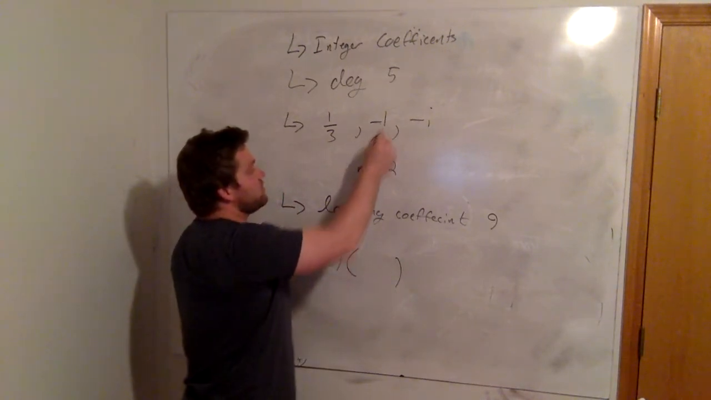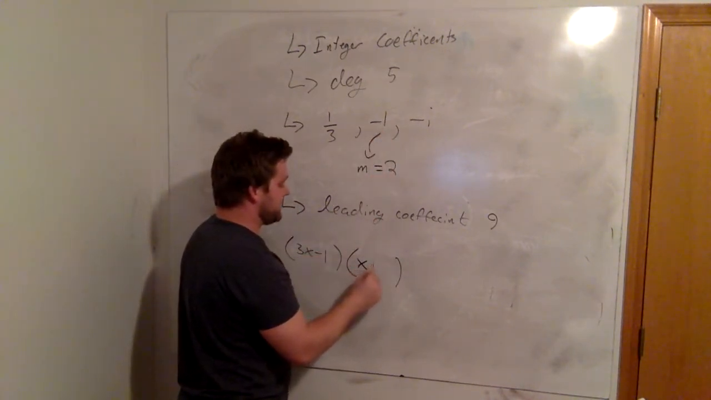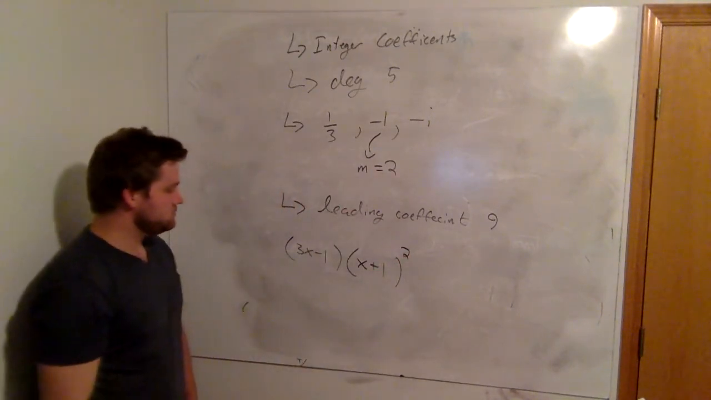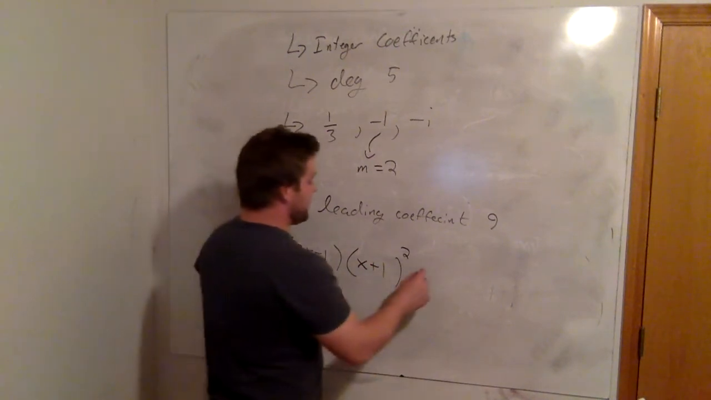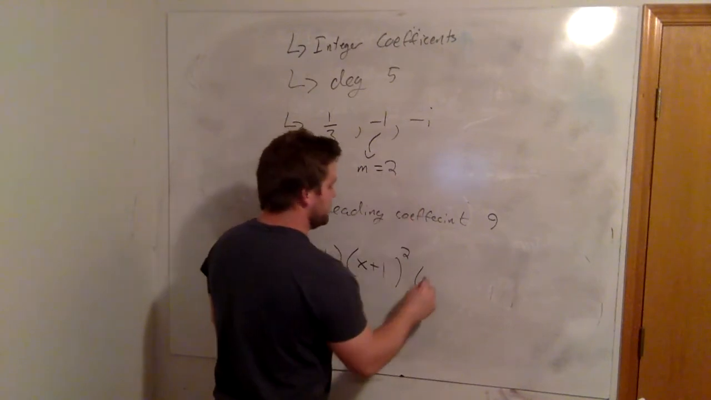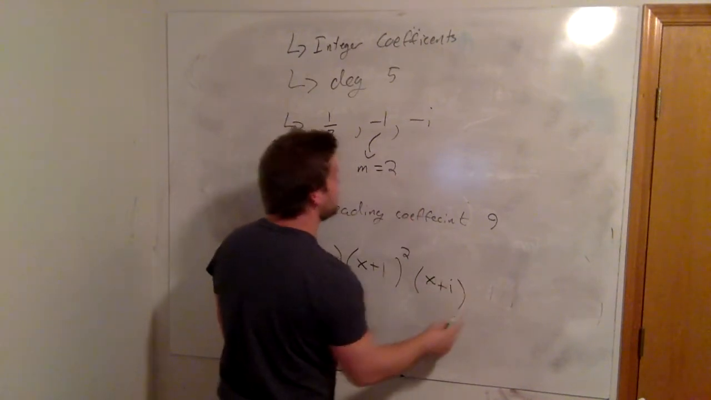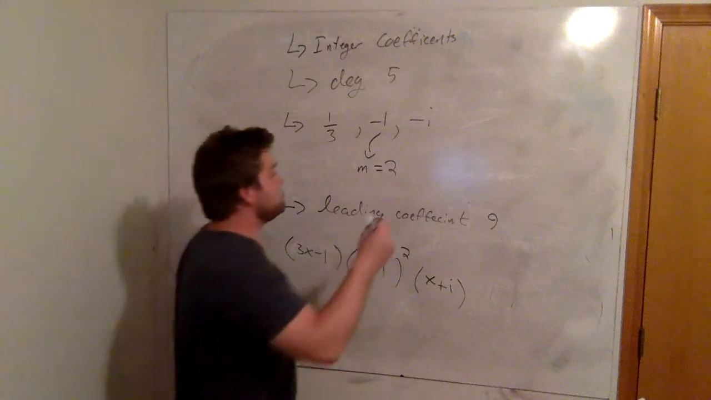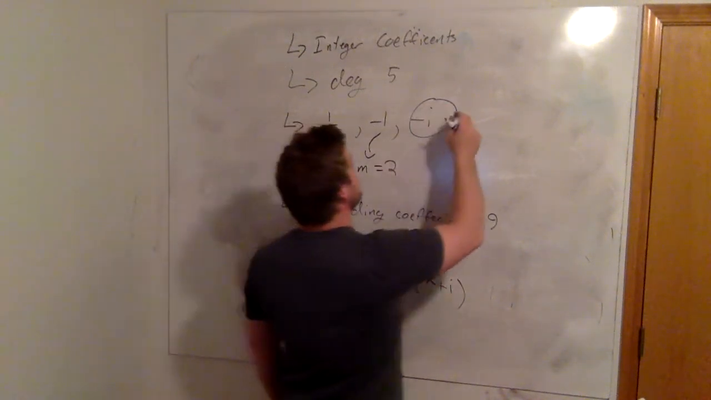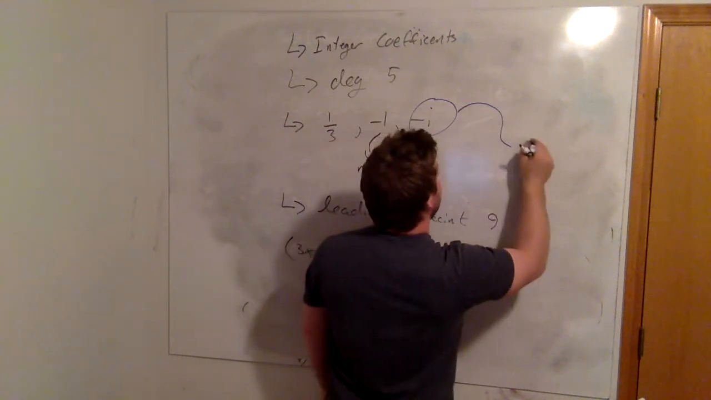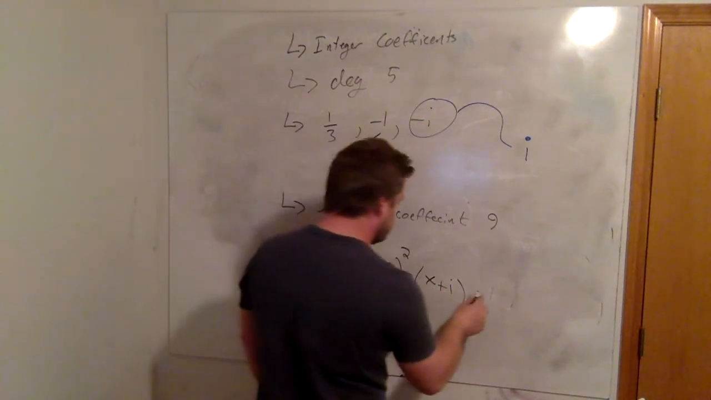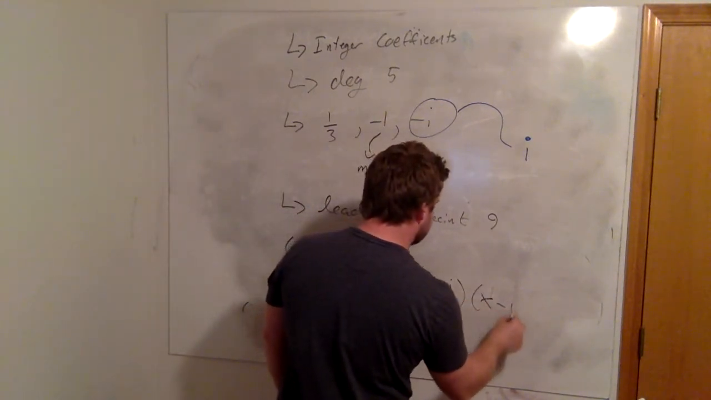Well, -1 is a root with multiplicity 2, so that means that x plus 1 is a factor, and it has a multiplicity of 2. Similarly, I also have that -i is a root, so x plus i is a factor. But remember, if I have to have integer coefficients, if I have -i as a root, its complex conjugate's got to come along for the ride. So if -i is a root, I know that i is also a root. So x plus i and x minus i.